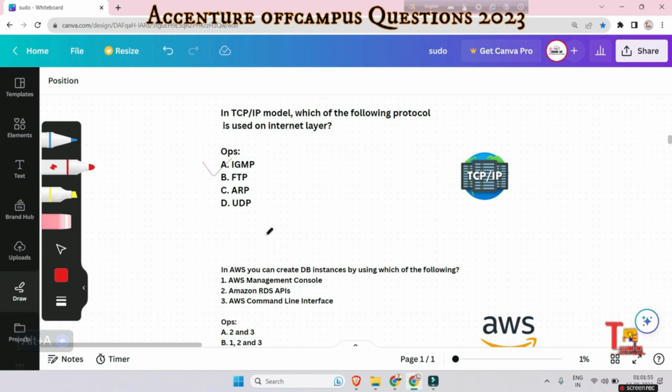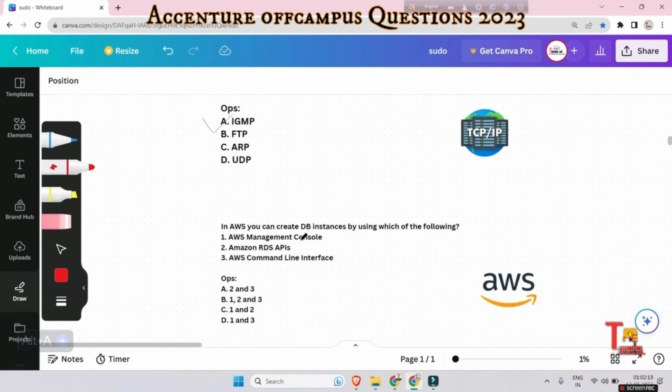Actually, in the TCP/IP model, the network layer is responsible for routing and forwarding data packets, right? I have mentioned full details, full functions of every layer in the previous cloud video. If you did not watch, kindly watch that. This was also very informative and very conceptual, right? So please watch that. So the answer will be IGMP, right?